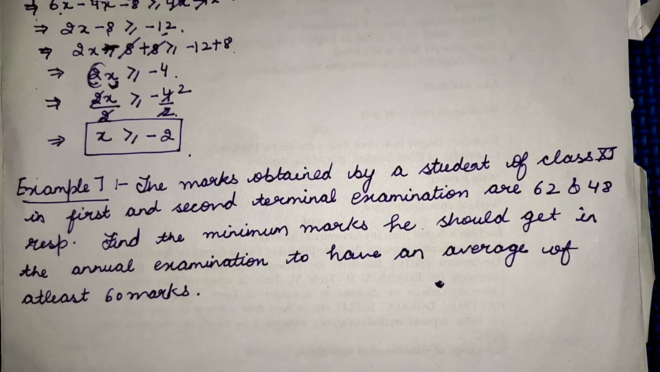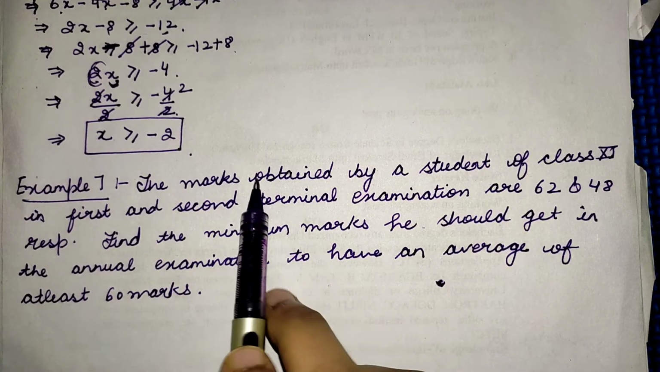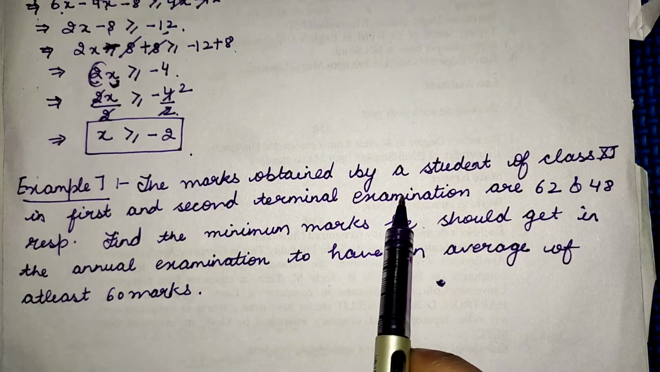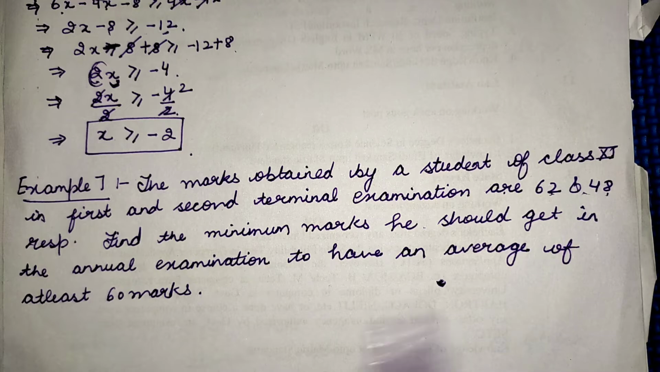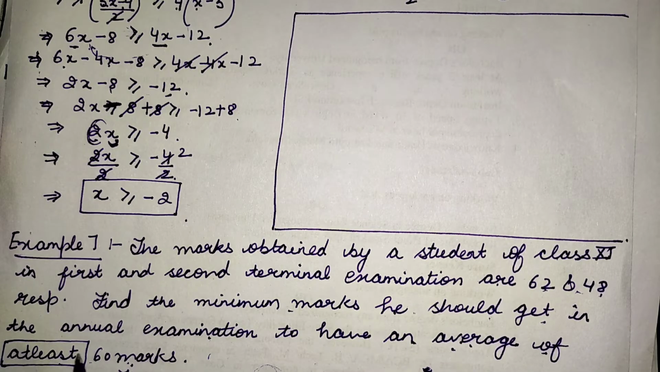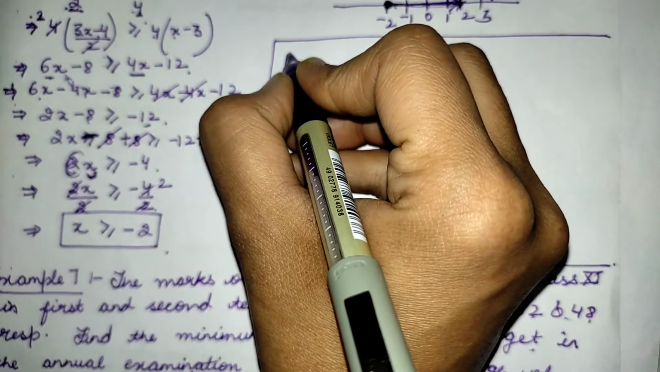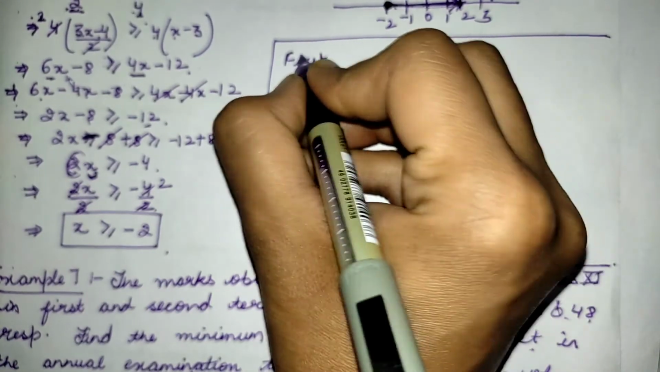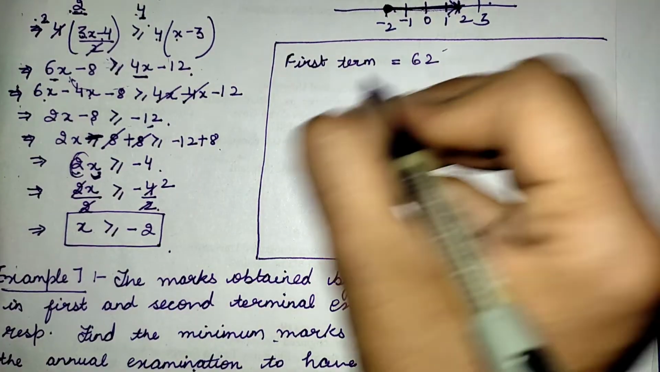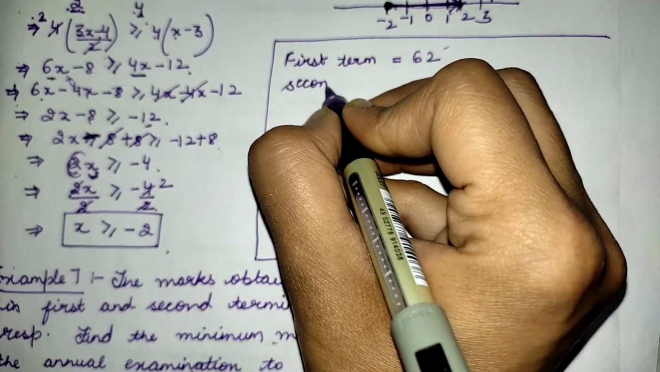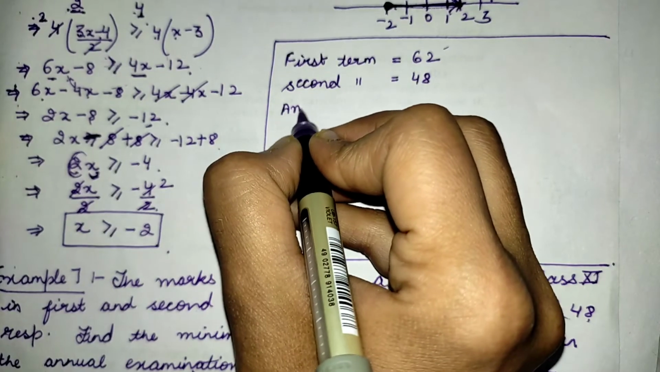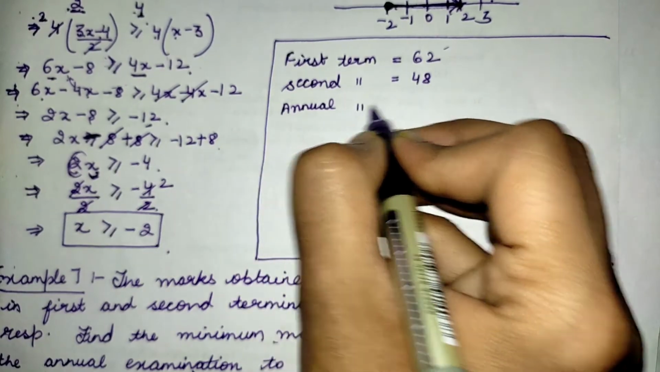Moving to example number 7. Example number 7 says what? The marks obtained by a student of class 11th in the first and second terminal examination are 62 and 48 respectively. So if I have to find out the average, the first term examination marks are given to us equal to 62, and for the second term the marks are given to us equal to 48, and we have to find out the marks for the annual term.